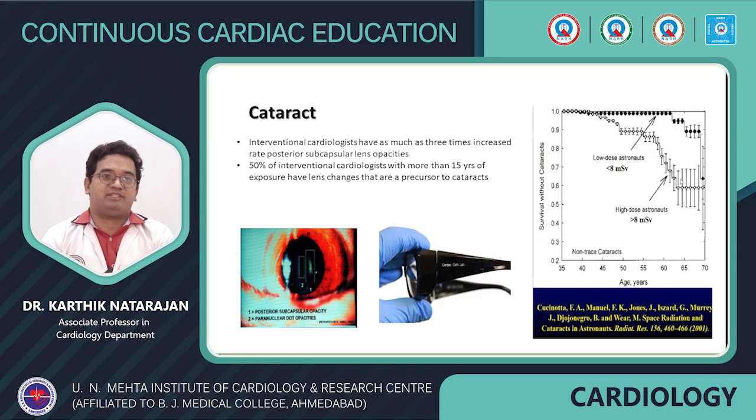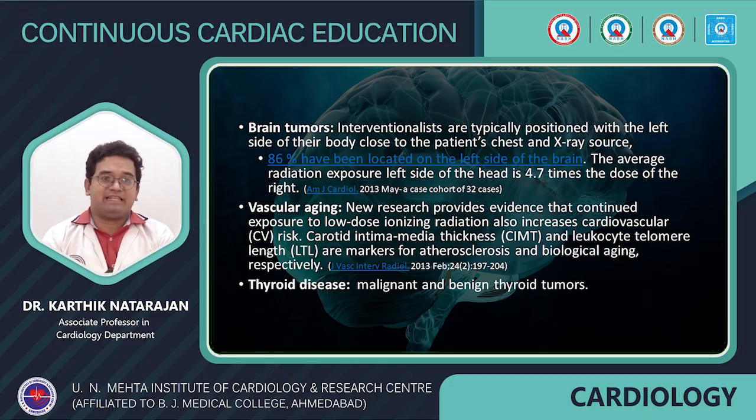Cataracts. Now, interventional cardiologists have as much as 3 times increased rate of posterior subcapsular lens opacities, and 50% of the cardiologists may have precursors of cataract with more than 15 years of exposure. It has been seen that left-sided brain tumors are very common because the left side is the most commonly exposed to the patient as compared to the right side, and the new age research also shows that there is a high carotid intima-media thickness and leukocyte telomere length, which are markers for atherosclerosis and biological aging in patients who are exposed to low dose ionizing radiation.